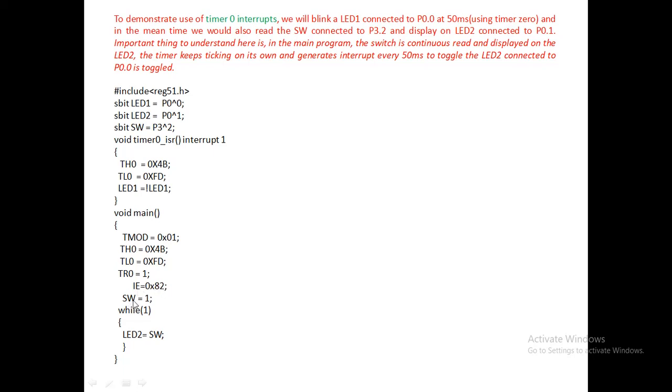Initially the switch is assigned with 1. After that, while(1) is an infinite loop. In that I assign whatever value I read through the switch, that is, reading through that particular pin, to LED2. LED2 is connected with P0.1. So once this main program executes line by line and enters the while(1), your program runs continuously inside this loop, because it is an infinite loop.